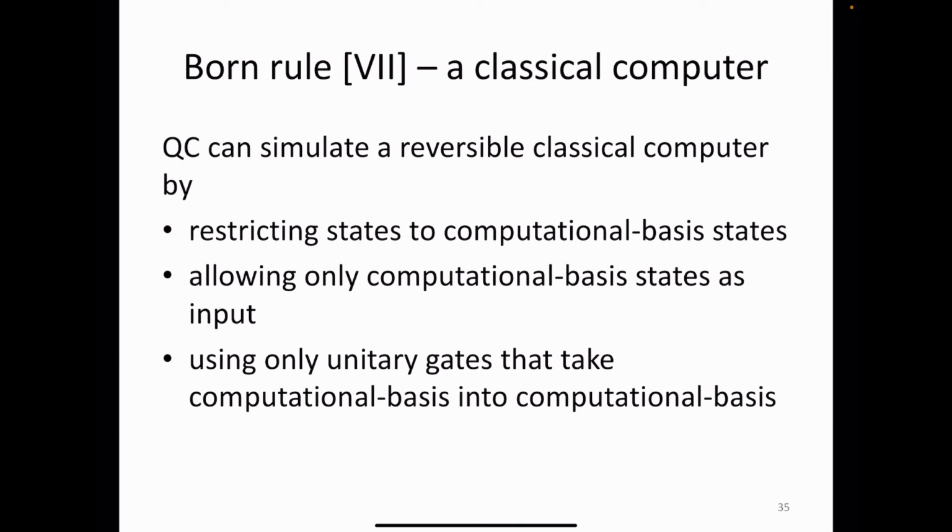Now, if the states are restricted to computational basis states, then the process of measurement is just like the classical process of learning the value of x without altering the state. So thus a quantum computer can be made to simulate a reversible classical computer by allowing only computational basis states as input and using only unitary gates, such that the computational basis states are transformed into computational basis states.